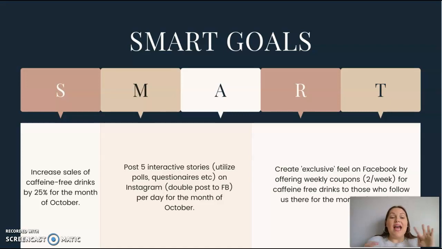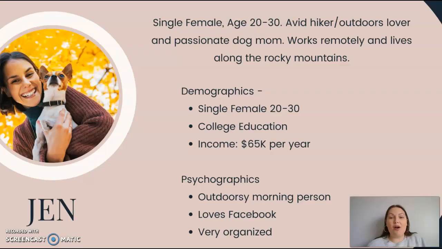And who are we going to be doing this with? It is going to be with our audience. One of our audience personas is our sweet friend Jen. Jen is a single female, around 20 to 30 years old. She is a major hiker. She loves the outdoors. She's also a passionate dog mom. Look at her cute little dog right there. She works remotely, and she lives along the Rocky Mountains. She has a college education, and her household income is about $65 per year.